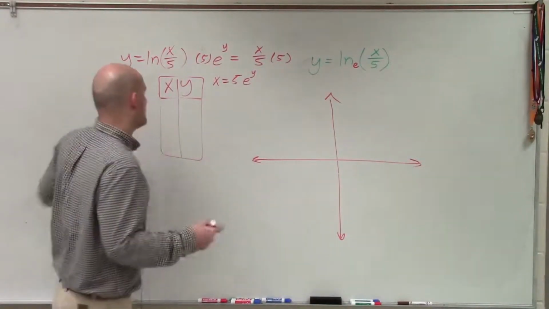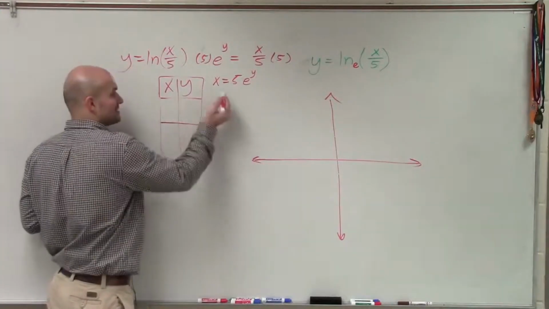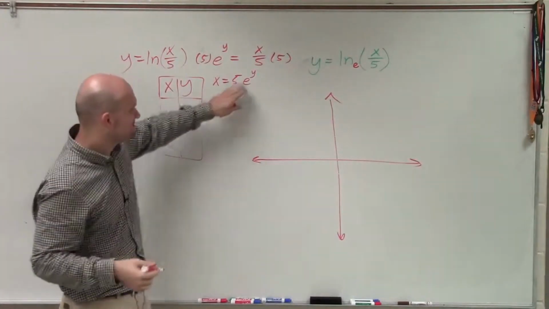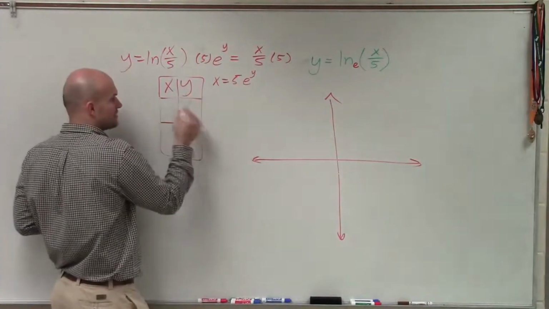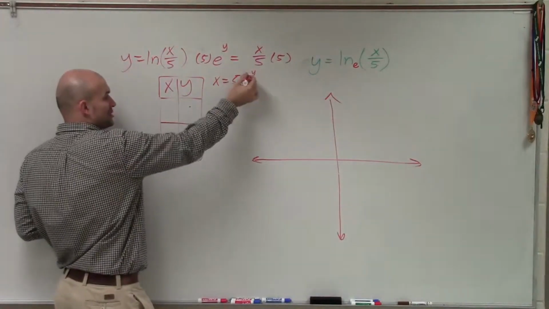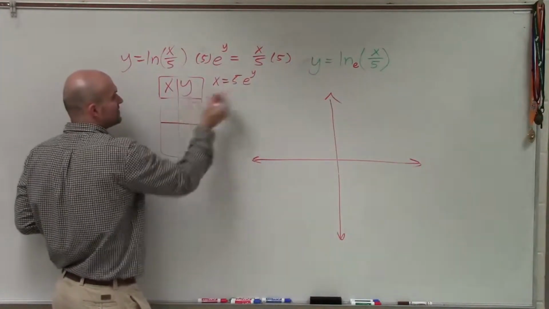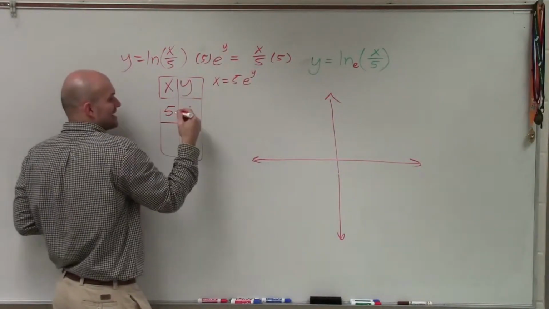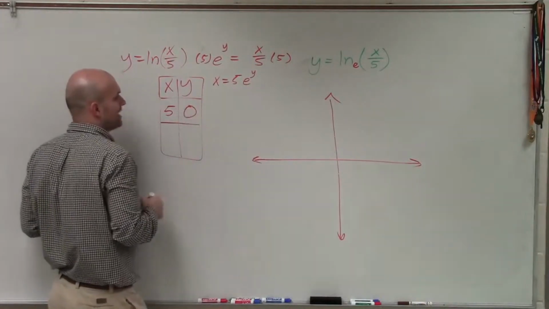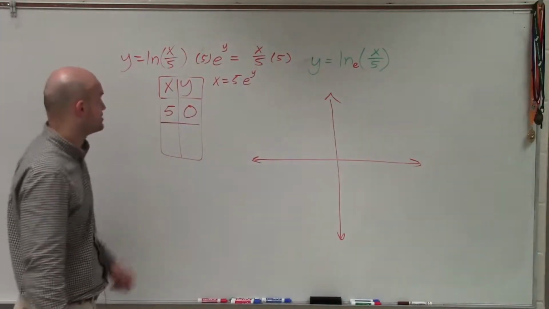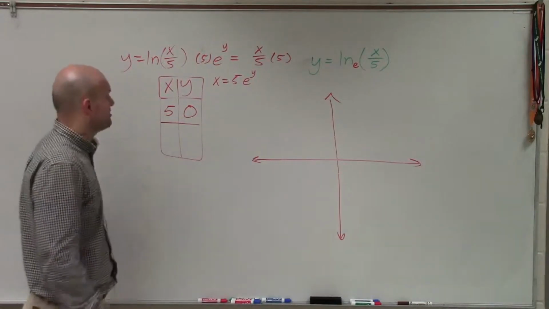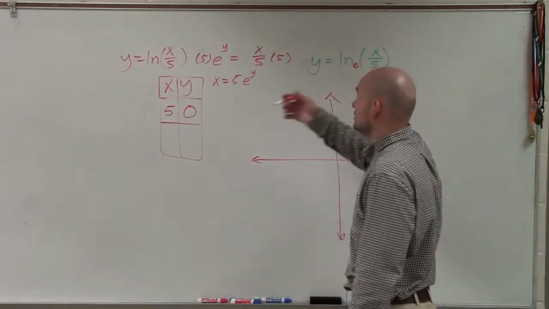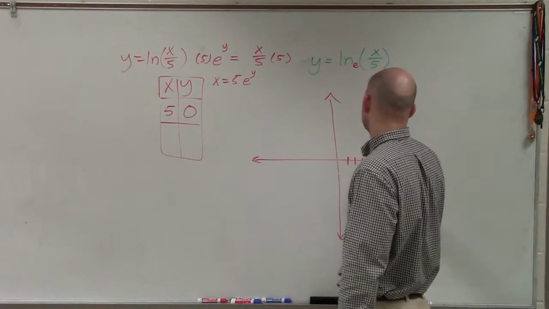Now, there is one point that we can always choose that's going to be the best, when y equals 0. Then that would be e to the 0, which would be 1. 1 times 5 would just be 5. So I know when x equals 5, we can eliminate the e with e to the 0 when y equals 0. So I have one coordinate point, which is 5, 0. So 5, 0, 1, 2, 3, 4, 5.